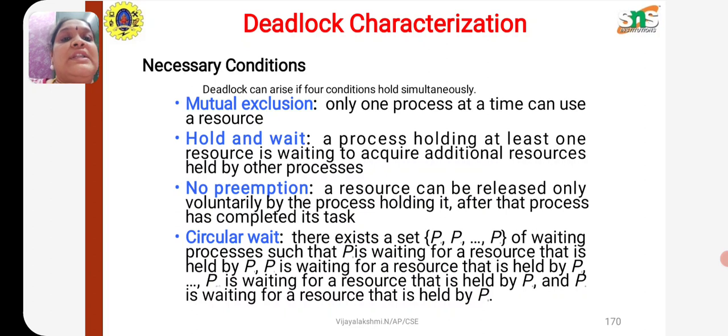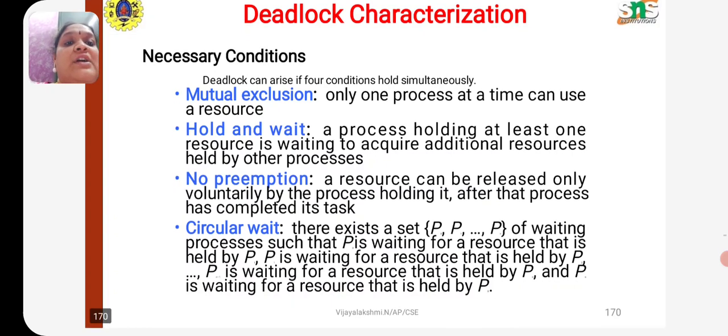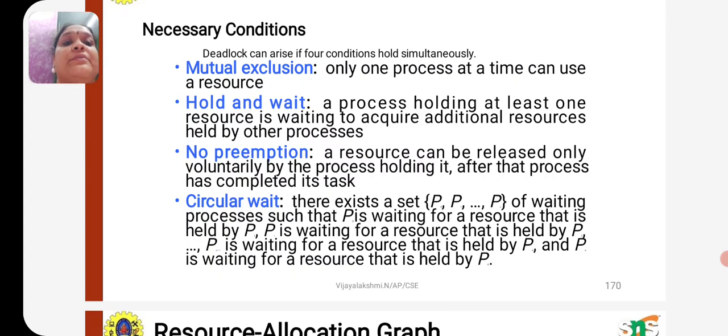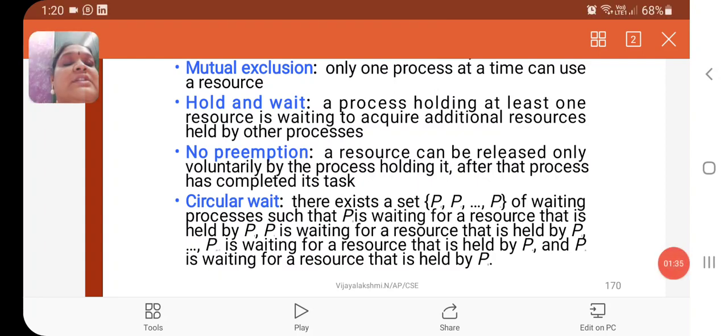We have four necessary conditions here: mutual exclusion, hold and wait, no preemption, and circular wait. What is mutual exclusion? Only one process at a time can use a resource, which we have already seen in the critical section. The next one is hold and wait: a process which is holding at least one resource is waiting to acquire additional resources held by other processes.